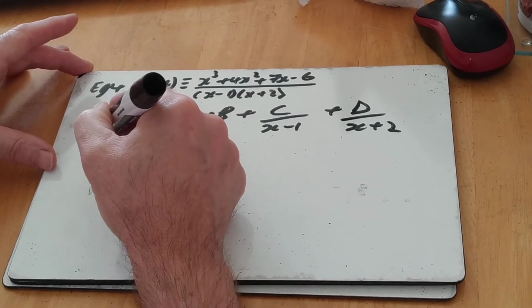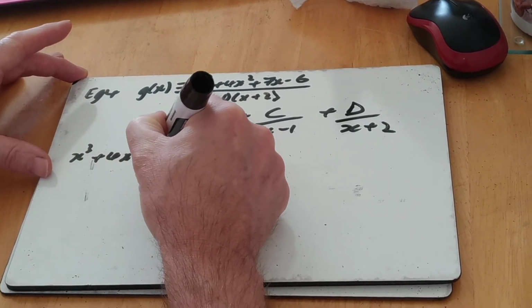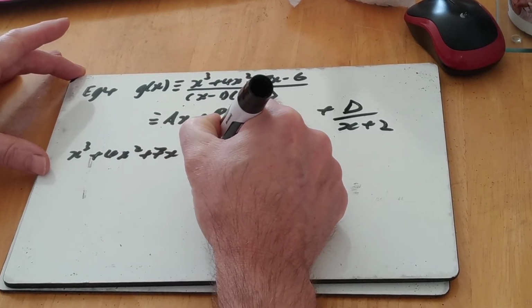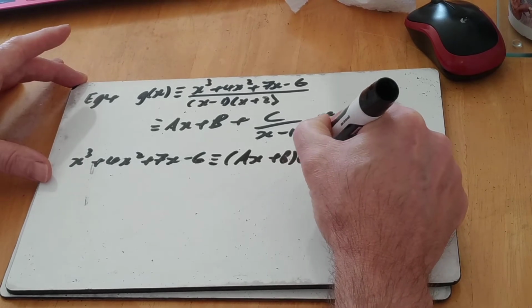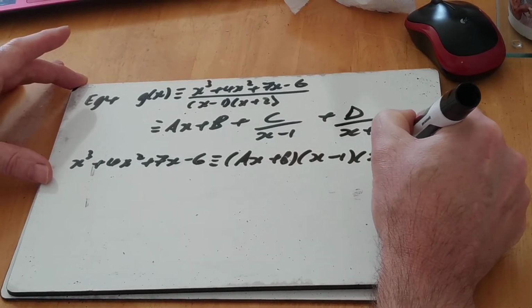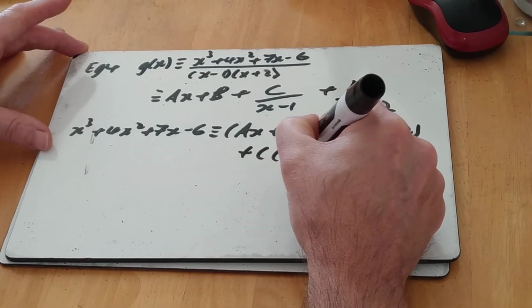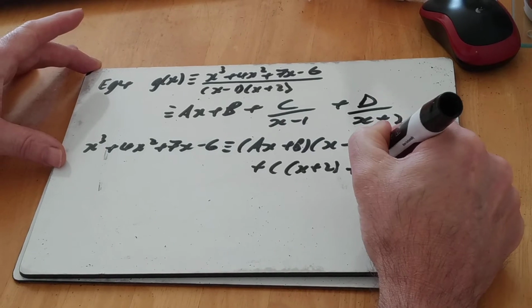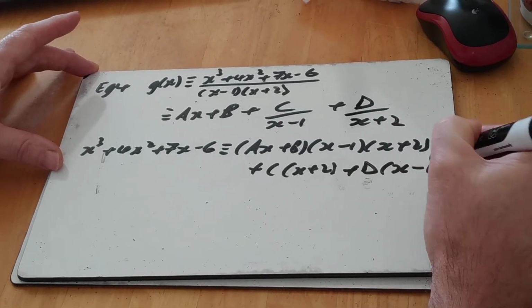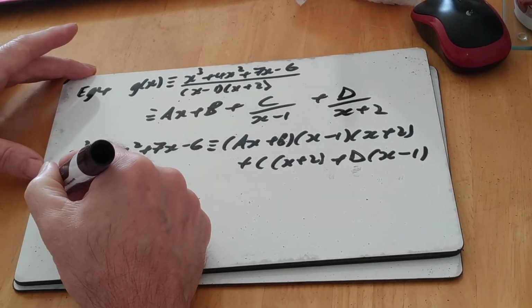As before, times by the denominator, so I get x cubed plus 4x squared plus 7x minus 6 on the left hand side is equivalent to all of ax plus b times both brackets, x minus 1, x plus 2, plus c times the other bracket, x plus 2, and then plus d times the first bracket, x minus 1. So at least I'm not doing fractional things here, so it's a little bit better.